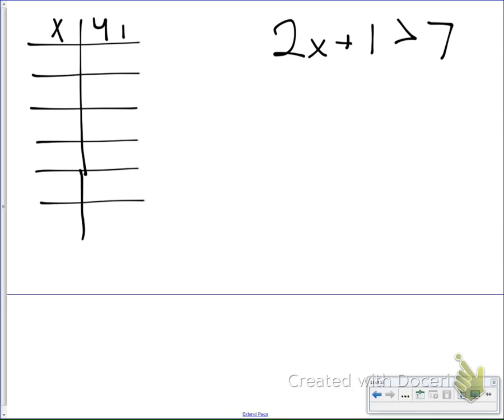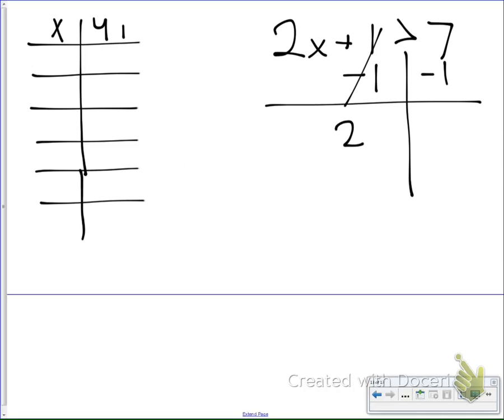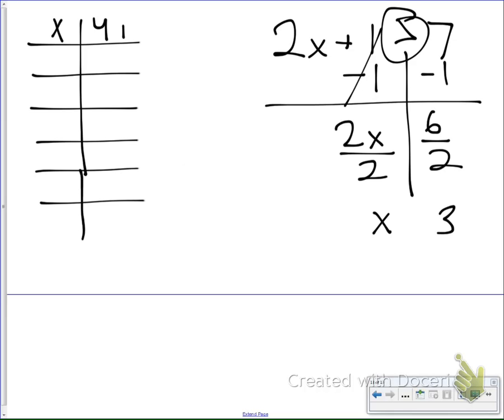So, first thing we got to do is solve the inequality. We solve it just like it was an equation. So I subtract 1 from both sides. That leaves me with 2x on the left, 6 on the right. I divide both sides by 2. There we go. I get x is greater than 3. Remember, because it's an inequality, I didn't divide by a positive or negative, so my inequality sign stays the same, right? Making sure we're not putting an equal.